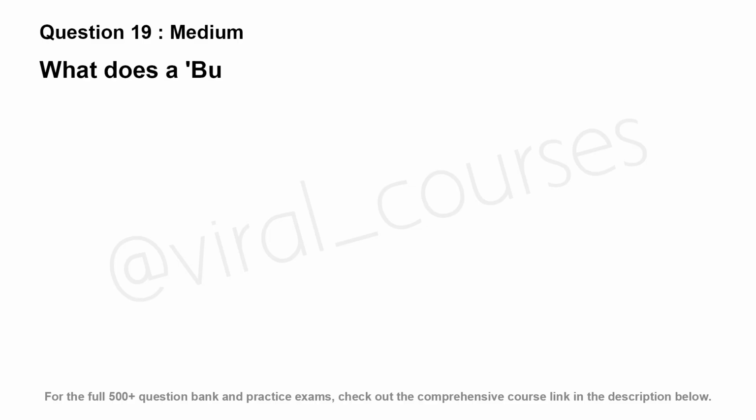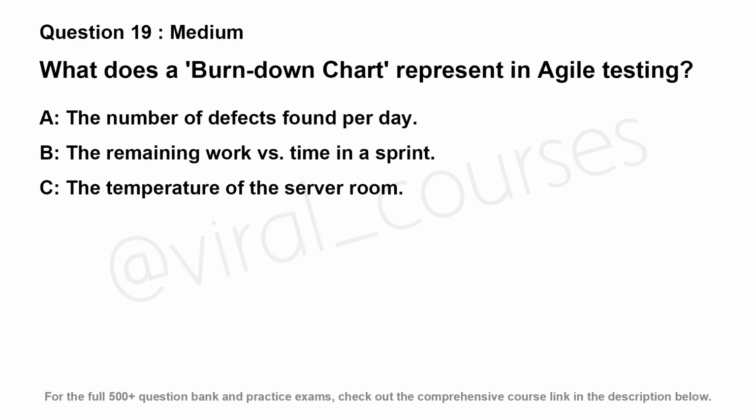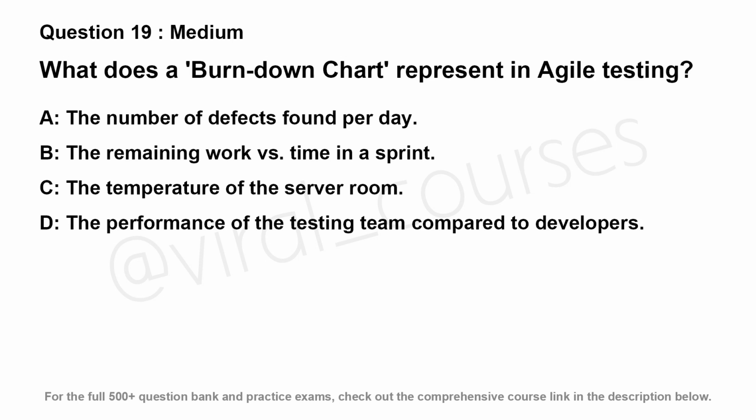What does a burn-down chart represent in Agile testing? Option A, the number of defects found per day. Option B, the remaining work versus time in a sprint. Option C, the temperature of the server room. Option D, the performance of the testing team compared to developers.